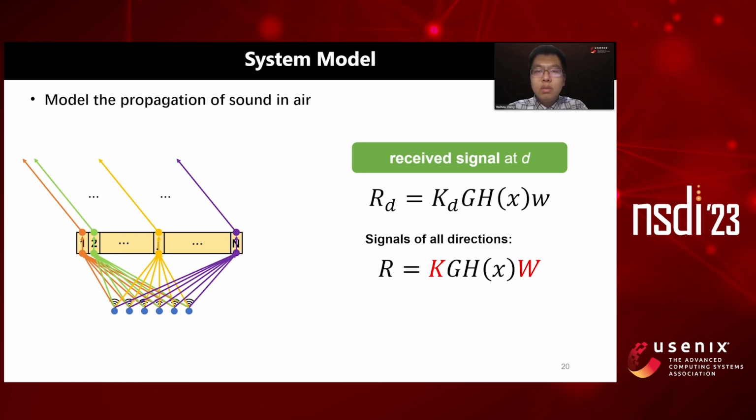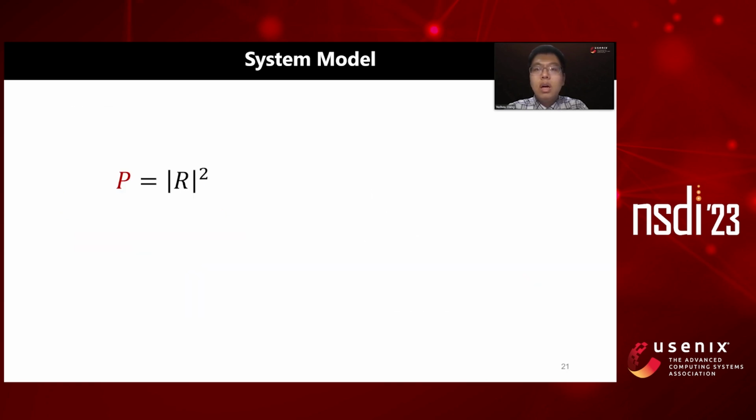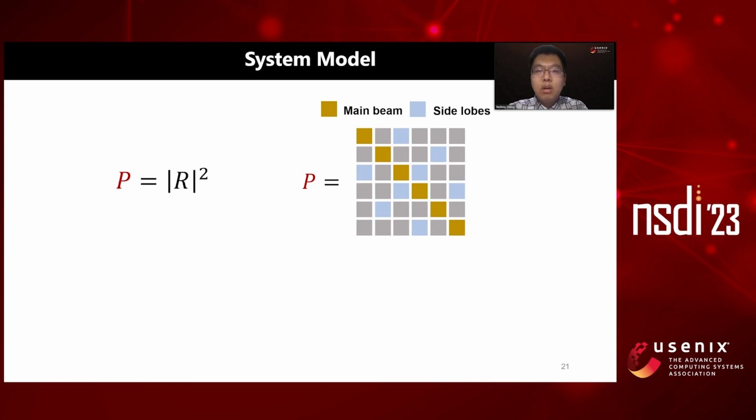We can calculate the result for all steering directions by changing the codeword W and calculating the signal strength in all directions using the steering vector K. The sound power P is the square of the received signal amplitude R. After we calculate the received signal power of all directions, we have a matrix of power P. Each line of the matrix represents the beam pattern of one steering angle.